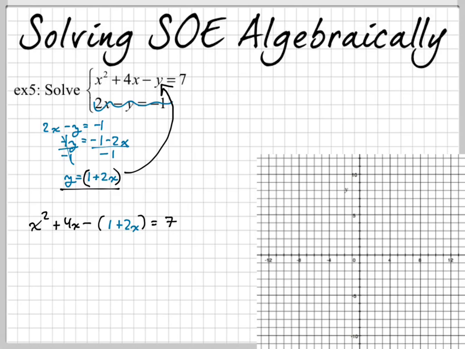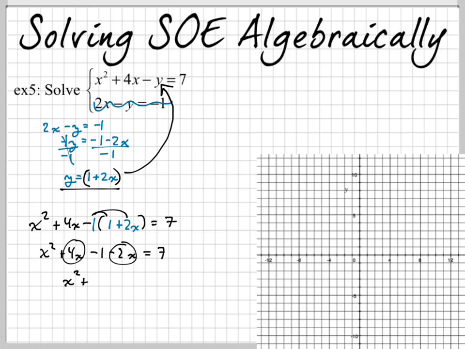Now, can I just get rid of these parentheses? No. You have to do something with the -1 that's right in front of it. So you distribute the -1, so now you have x squared plus 4x minus 1 minus 2x equals 7. So I just went -1 times +1, and then I went -1 times +2, and that's how I got these 2 answers right here. Now I need to simplify. So let's combine this guy and this guy because they both have an x term.